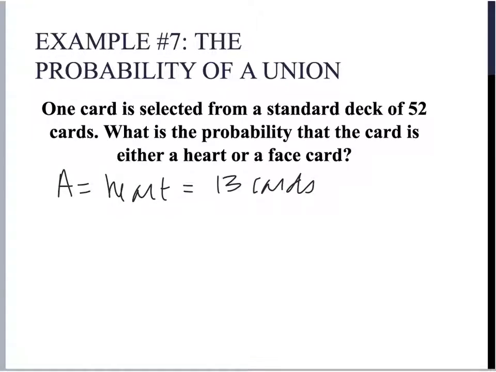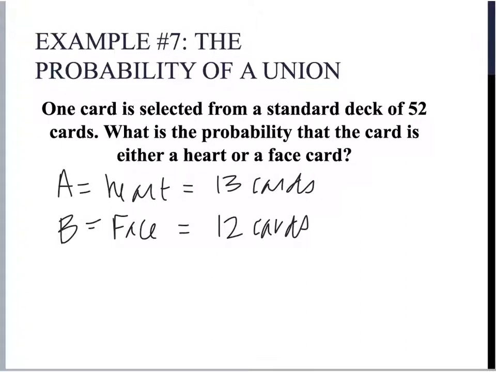Okay. For B, if I want a face card, well, face cards are ace, king, queen, and jack. And there are 4 per suit. So that makes, and actually they're not counting aces as a face. So we'll just say king, queen, and jack. And so that means that there are 12 face cards in the deck. I guess they're being pretty literal when they say face card.